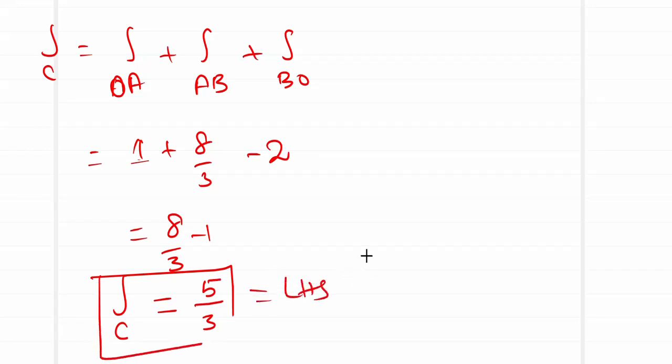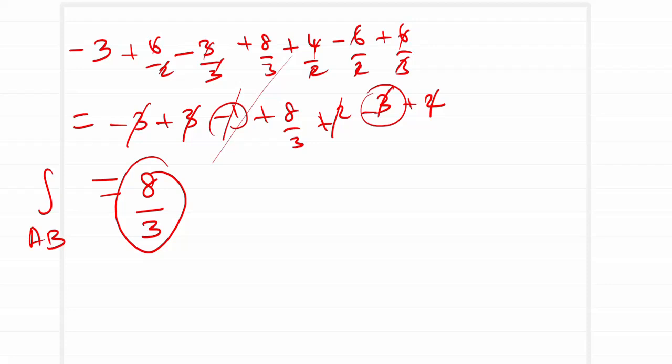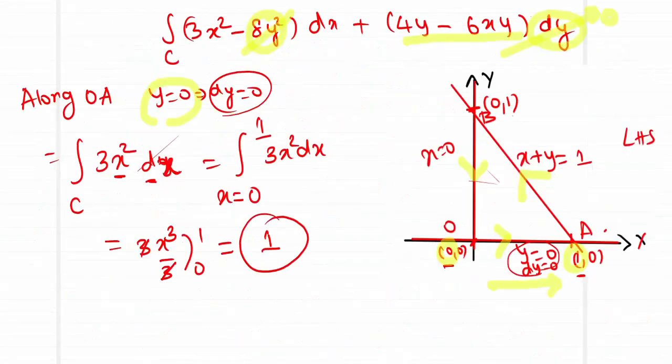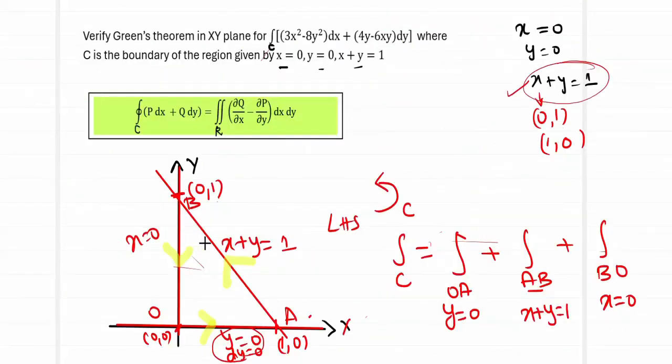So my answer for my left hand side is going to be 5 by 3. So the quantity now to be evaluated is for my right hand side. Let us see what the Green's theorem says for my right hand side. The right hand side says that we have double integral dou q by dou x minus dou p by dou y dx dy. So we need to evaluate the partial derivatives of q and p with respect to x and y. So let us begin with the partial derivatives.